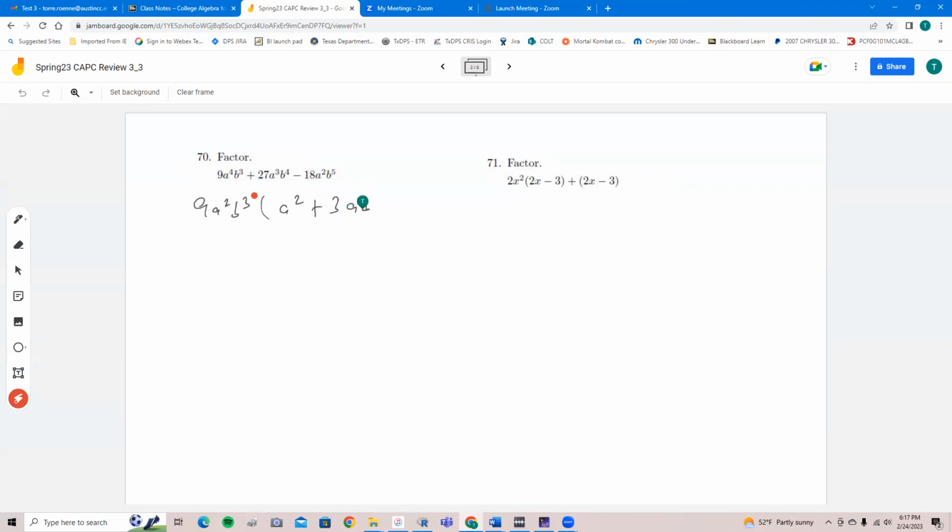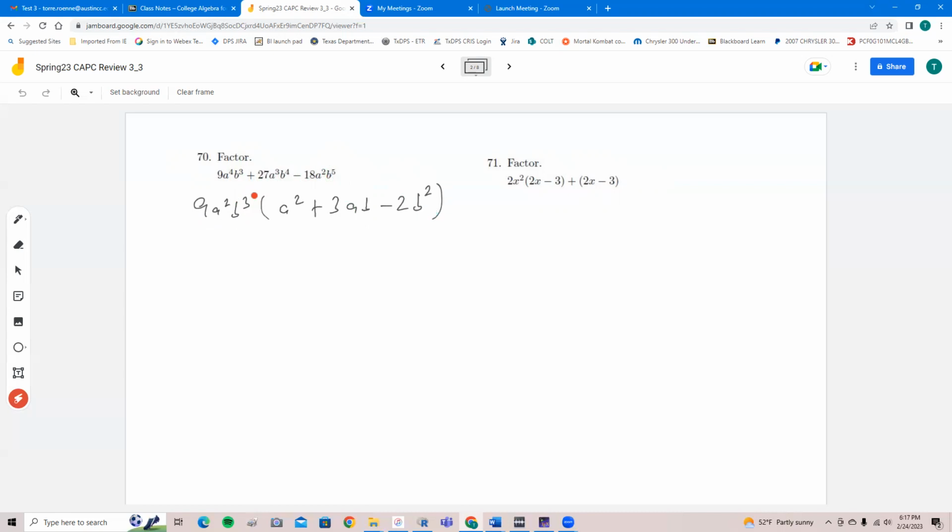ab, because a cubed divided by a squared is a to the first, b to the fourth divided by b to the third is b to the first. And then when I take this divided by this, I get negative 18 divided by 9. That should be negative 2. a squared over a squared is just 1. And then I should have b squared, because b to the fifth divided by b to the third is b to the 5 minus 3, which is b squared.